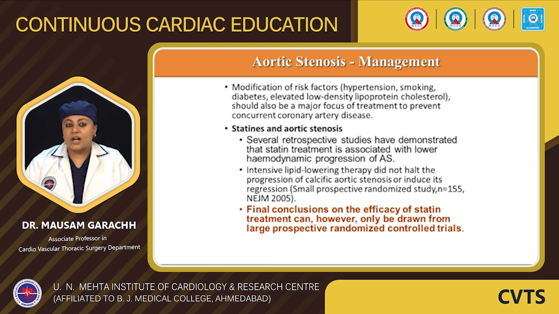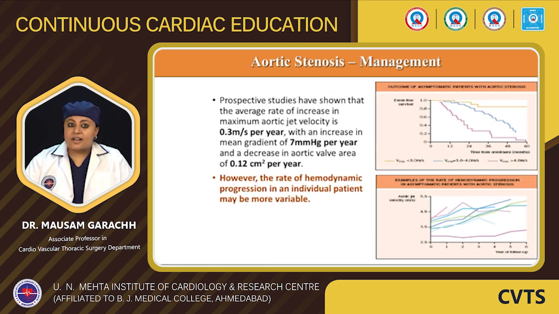Now, the prospective studies have shown that the average rate of increase in the maximum aortic jet velocity is around 0.3 meters per second per year, with an increase in the mean gradient of greater than 7 millimeters of mercury per year and a decrease in the aortic valve area of around 0.12 square centimeters per year. However, the rate of hemodynamic progression in an individual may be more variable.